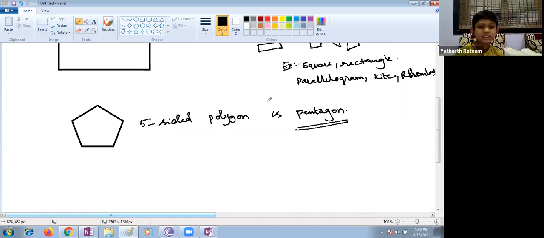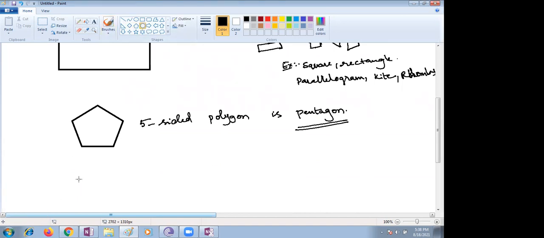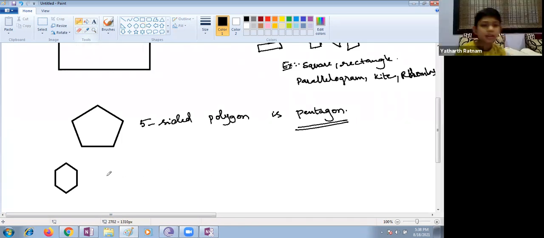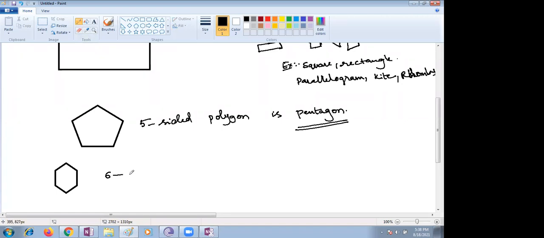Next, what is a 6-sided polygon, Nana? Hexagon, ma'am. Hexa, Nana. Hexagon. Ma'am, heptagon is for 8? Heptagon is 7. This is the 6-sided polygon.